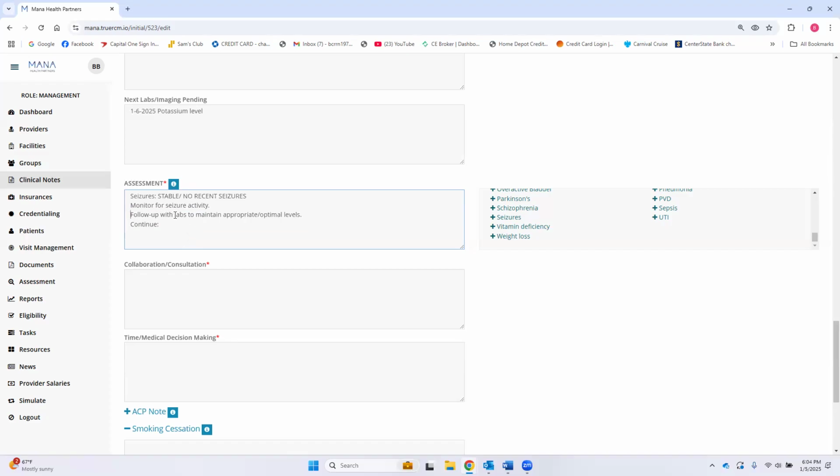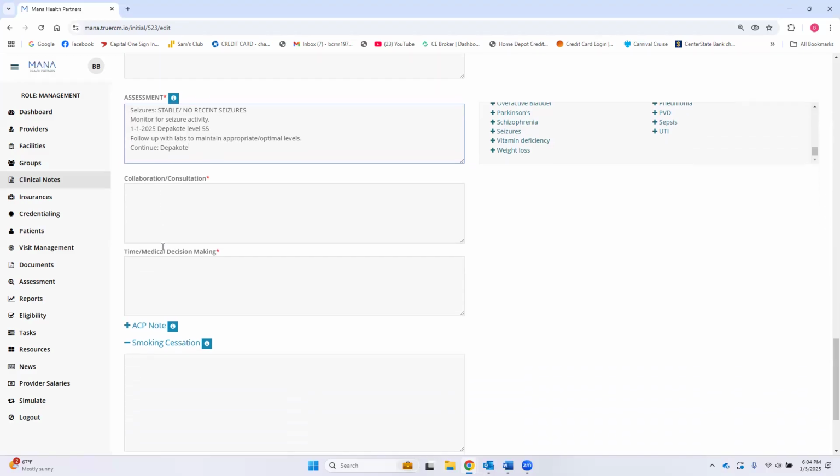And then if you have any seizure medications, then you can leave that. If you've got recent seizure medication labs, you can write whatever those labs are. You can write 1/1/2025 Depakote level 55. And then you're going to write whatever medications they're on. So there's your assessment.